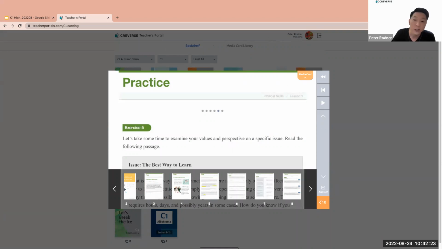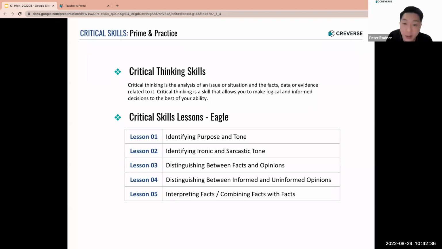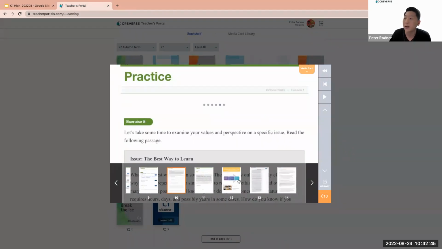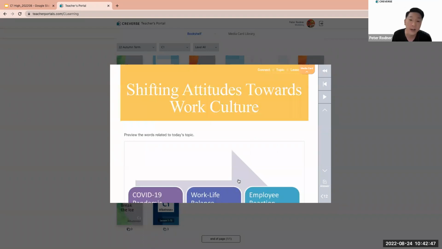Hopefully. Okay, so this is prime and practice. Again, you have to cover these, but it can take a lot of your time. So you want to just keep that in mind, okay? Okay, so for each lesson, there's different types of prime and practice. After you do the prime and practice, you're going to go into your topic connect or your introduction to your reading, okay?